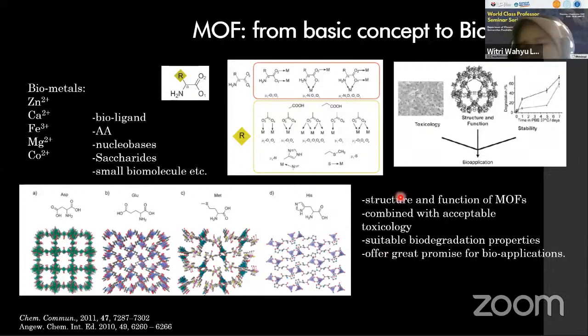The important thing is that the material should have low toxicity, then have stability during the application, and at the end have degradability after the application. This way it will be suitable for biodegradation and offer great promise for bio applications. Here are several MOFs based on amino acids.